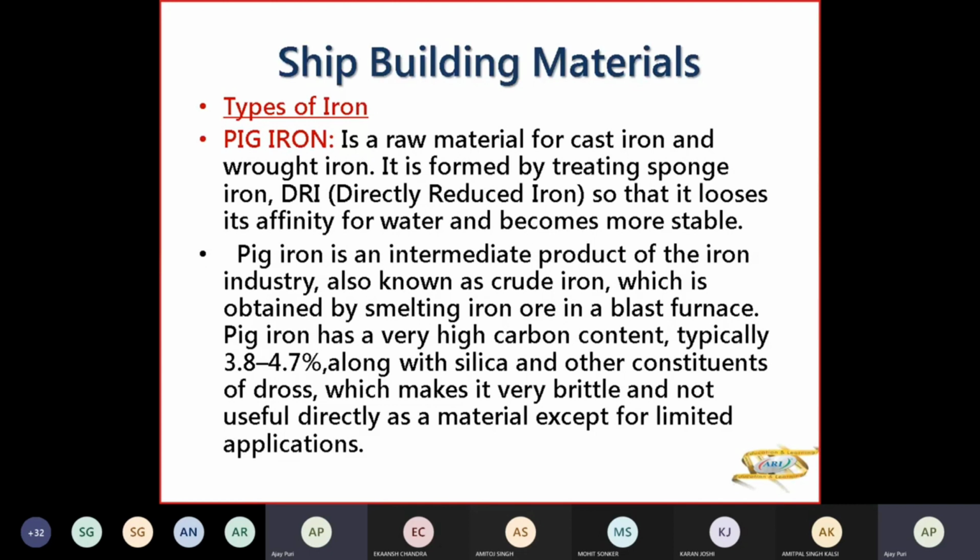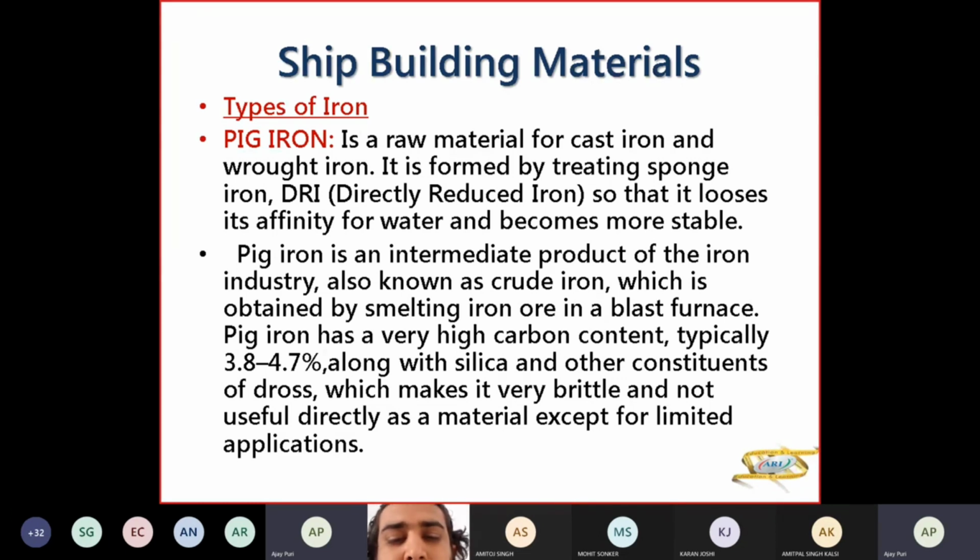It is a raw material for cast and wrought iron. It is obtained by smelting iron ore in a blast furnace along with another material that is used for melting it to produce slag, and the slag is removed, and then this pig iron is produced. I'll show you a movie on this.